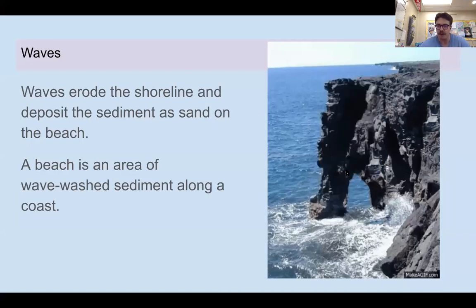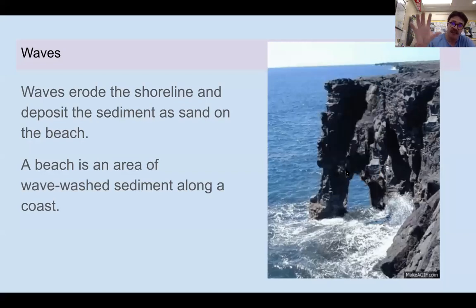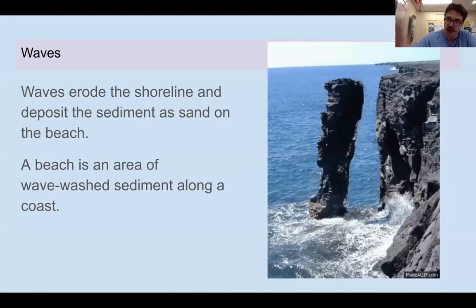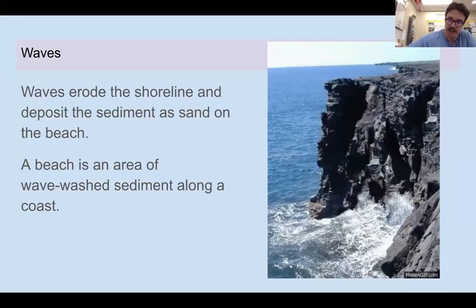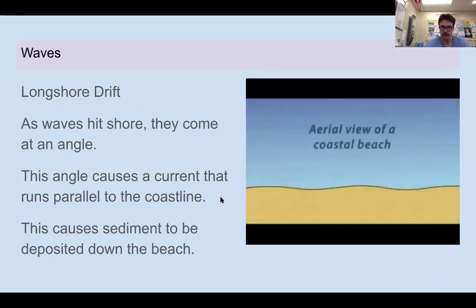Now, in this GIF over here, we see a cliff being eroded. There's a pretty good chance that that soil and dirt and sediment that makes up that cliff will become part of a beach. So we have another process here called longshore drift, and I'm going to go ahead and show you an illustration of what's occurring in a second.